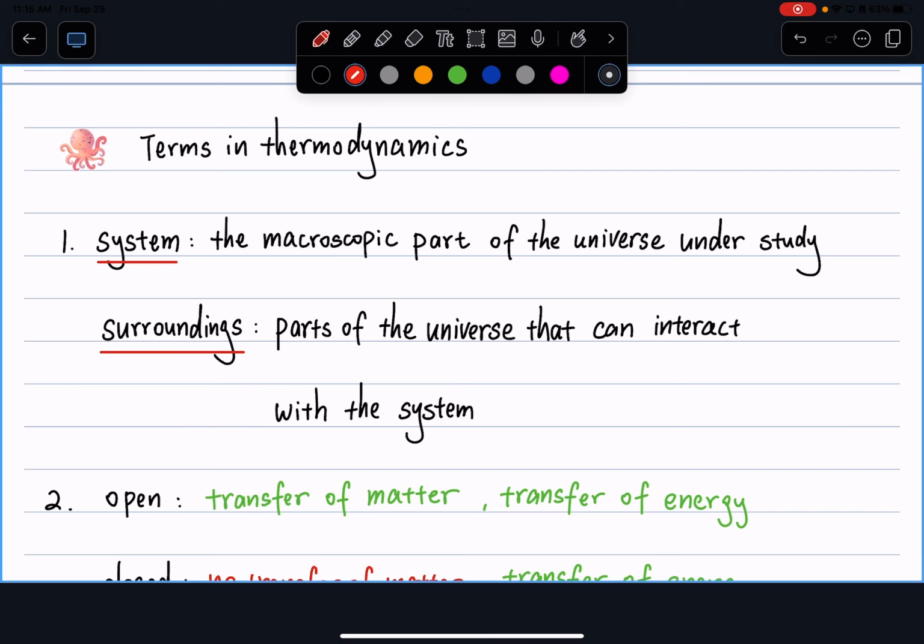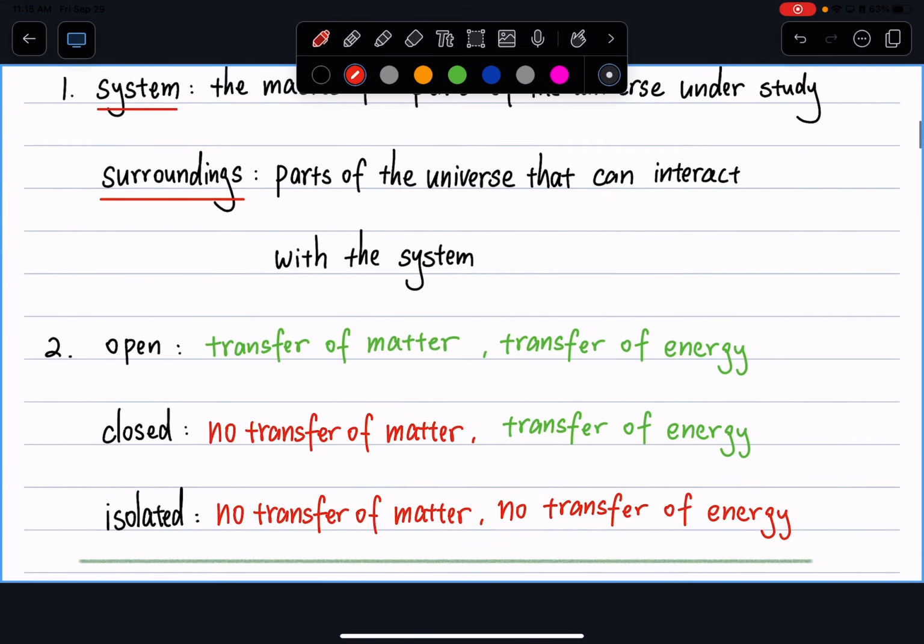And then we have several descriptors for a system. A system can be open, meaning you can transfer matter and energy in and out of that system, or it can be closed, where you cannot transfer matter in and out, but you can transfer energy. Or it can be isolated, meaning no matter transfer and no heat transfer. But isolated, technically speaking, is only theoretical. In reality, you don't have something that's perfectly isolated.